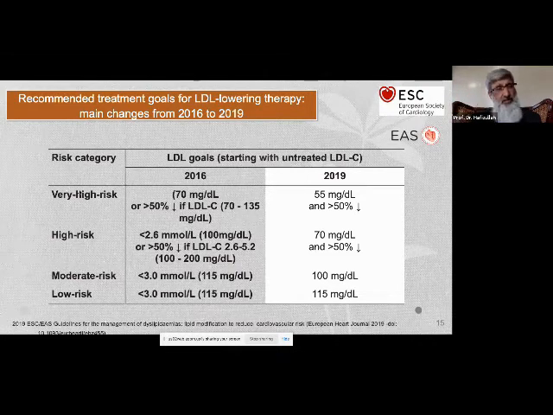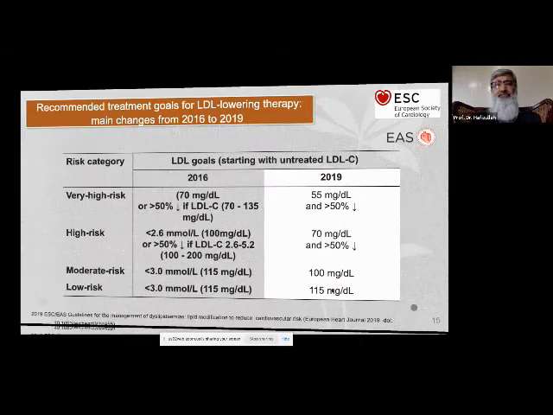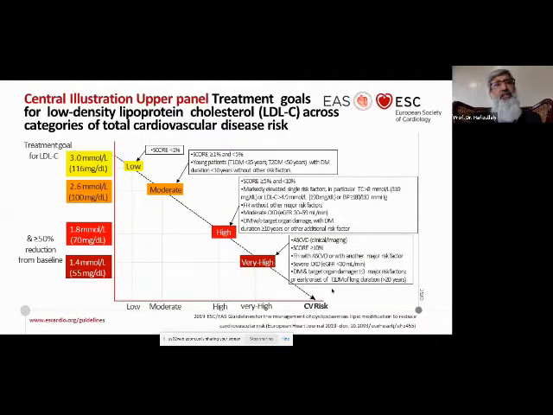Now for the very high risk patient, people who have ischemic heart disease, or diabetes with risk factors and renal disease, the goal is 55 milligram per deciliter or a 50% reduction. For people with high risk, the goal is 70 or a 50% reduction. Moderate risk, 100 milligram per deciliter, and for low risk, it is 115.